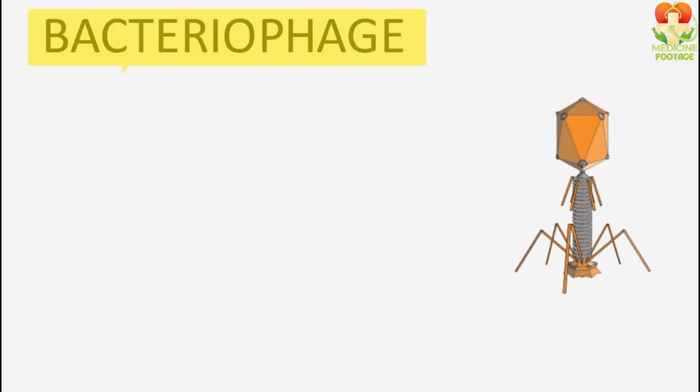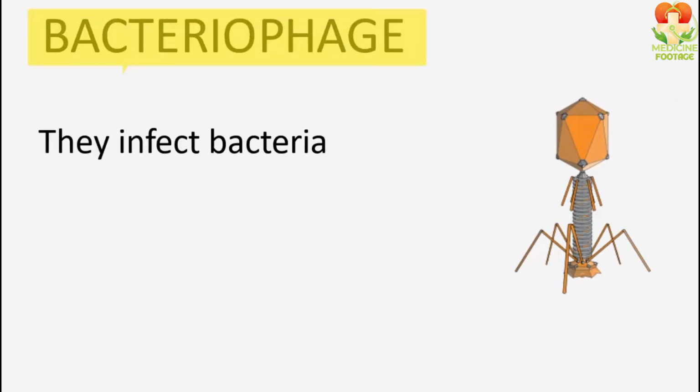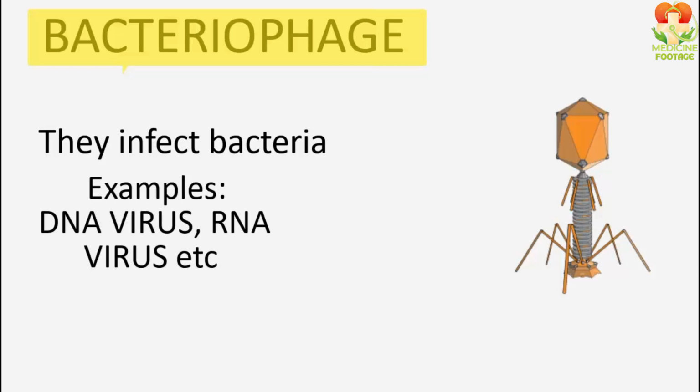The third type of virus are bacteriophages. Bacteriophages are viruses that spread diseases in bacteria. If we talk about their examples, they are DNA viruses and RNA viruses.